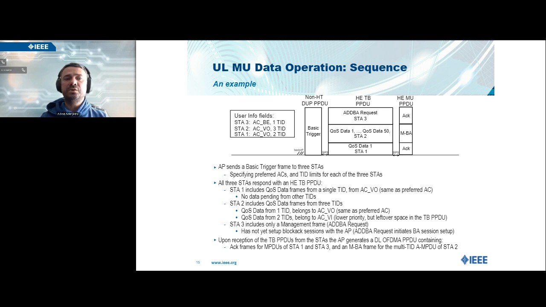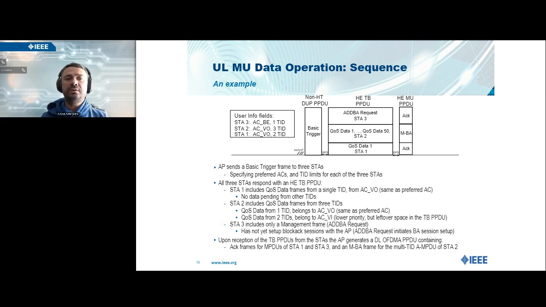And this is because the station has no pending data from other TIDs. Station 2 includes QoS data frames from a variety of TIDs, still satisfying the TID limit that the access point is specifying. But the QoS data from one TID are the same as the preferred AC. However, the remaining QoS data are from an AC that has lower priority. And that is because the station might not have higher priority data, and the trigger-based PPDU is going to have leftover space anyway. So instead of padding the trigger-based PPDU, the station is allowed to send useful data, even though that useful data is from a lower priority.